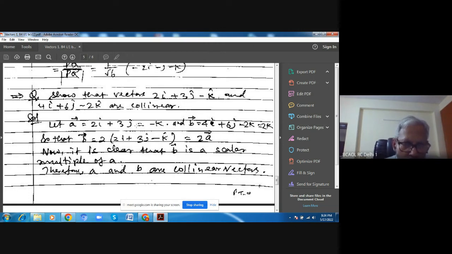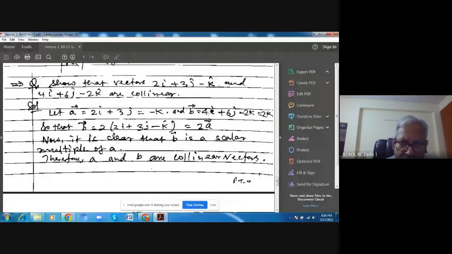What will I do? We multiply by 3, so what happens? 6. Now 6i plus, multiplying this by 3, 9, so 9j, and here instead of minus k, minus 3k. Now we do it: prove collinear. Then in this case what will happen? Now you can say, okay, whatever is here, it is almost looking similar. If we multiply by 3, then we can get it.